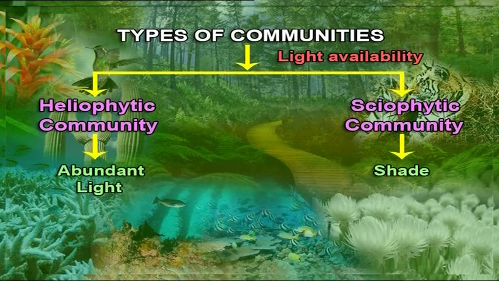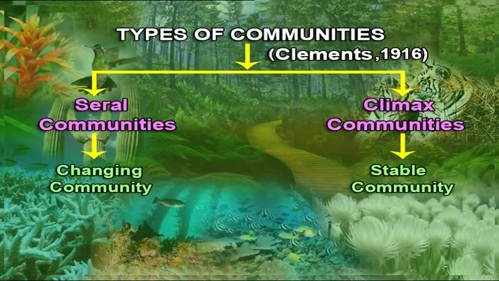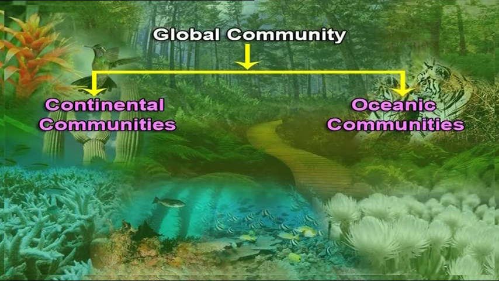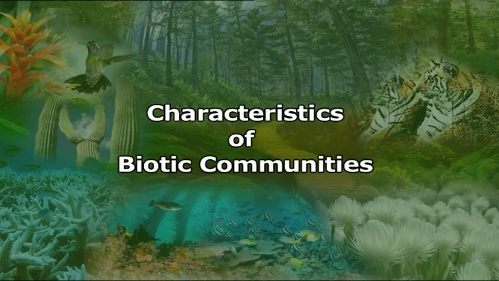Similarly, communities growing in conditions of abundant light are called heliophytic and those growing in shade are called sciophytic. Clements in 1916 noticed that plant communities are not always the same at any place, and he classified the communities on two parallel lines. One in the process of change, which is called seral communities, and the others are called stable or climax communities. Further, the global community comprises all the plants and animals in the world and is further divided into continental communities and oceanic communities.